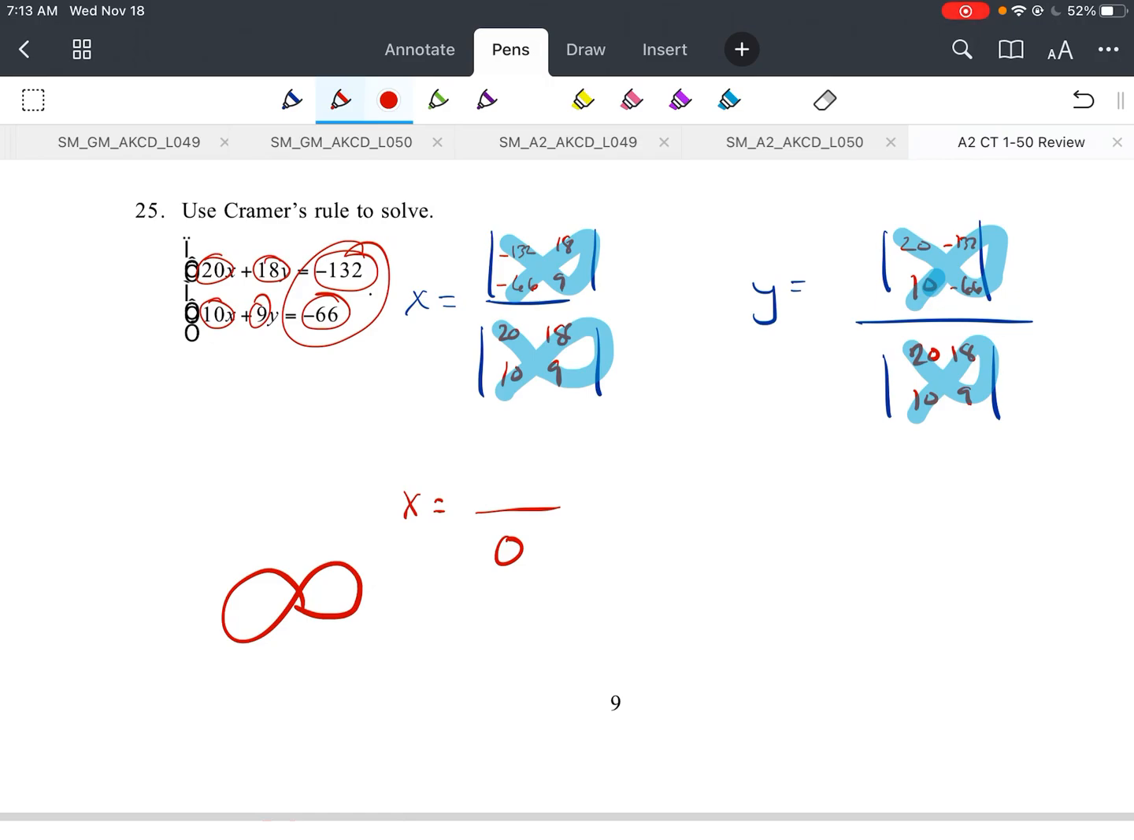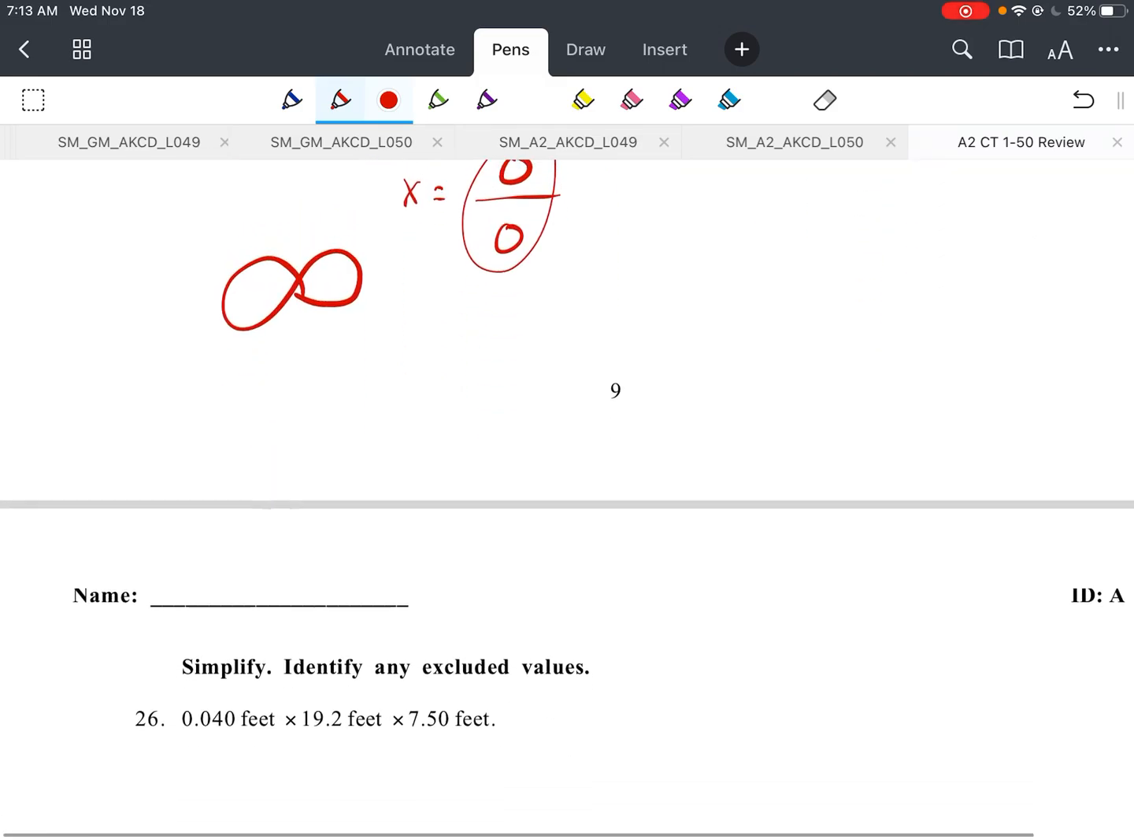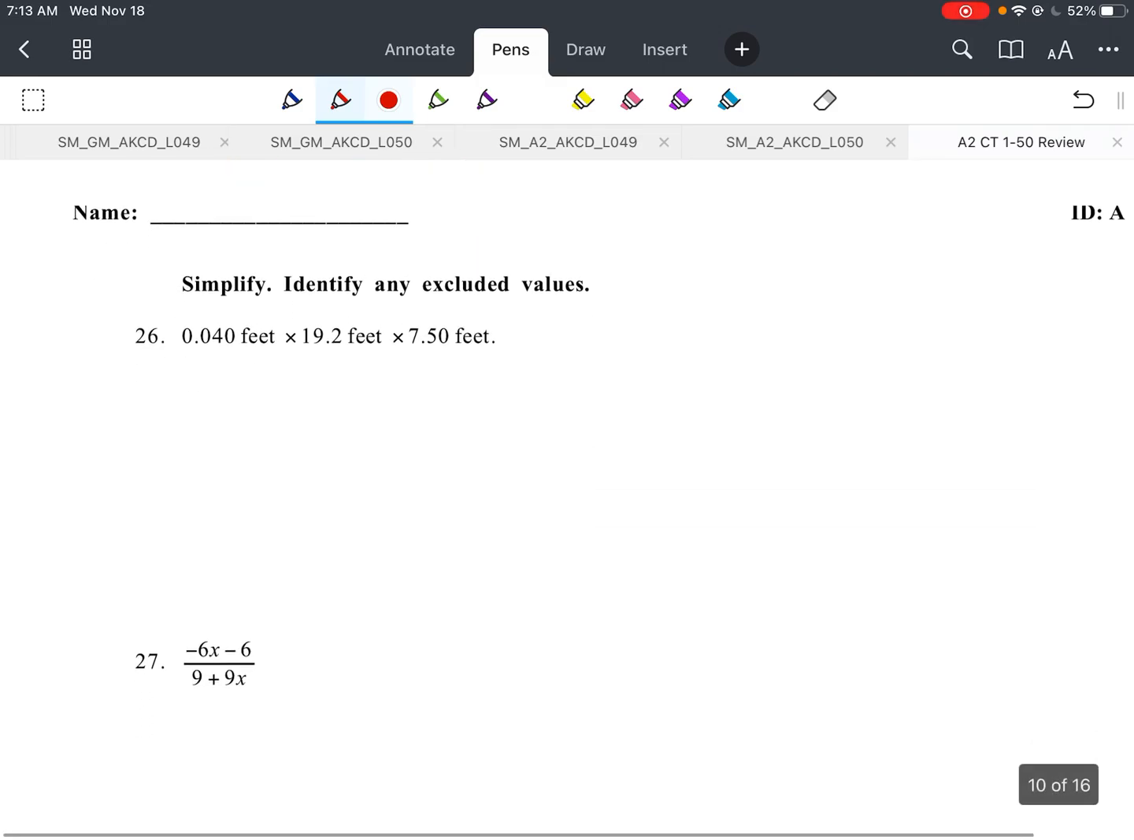Yeah, 132, negative 132. I'm just going to do the top real quick to show you what it looks like when you get the infinite solutions. Negative 132 times 9 is negative 1188, and 18 times negative 66 also is 1188. So you get 0 for this determinant too. So because of that, you know you have infinite solutions, the same line. So just keep that in mind.